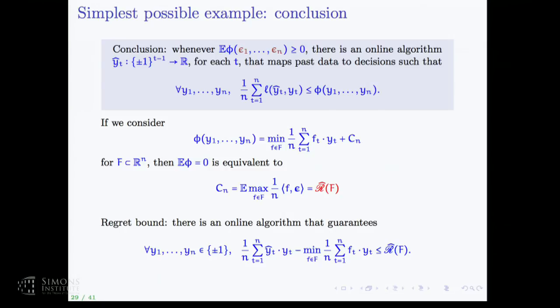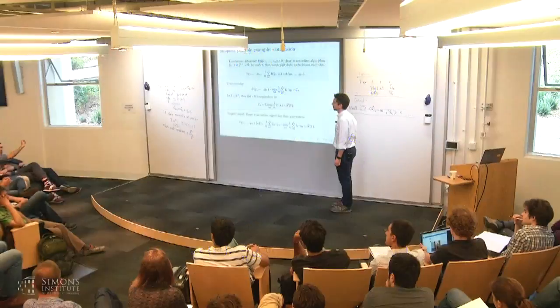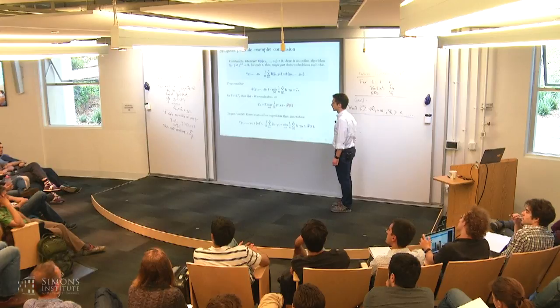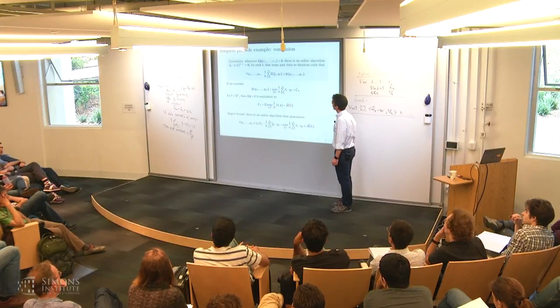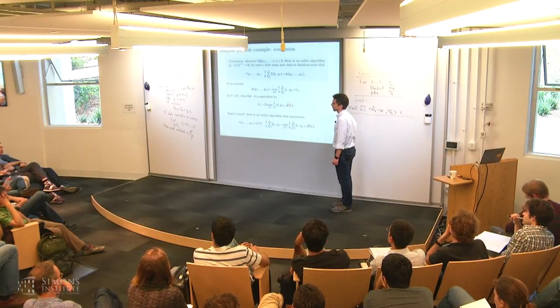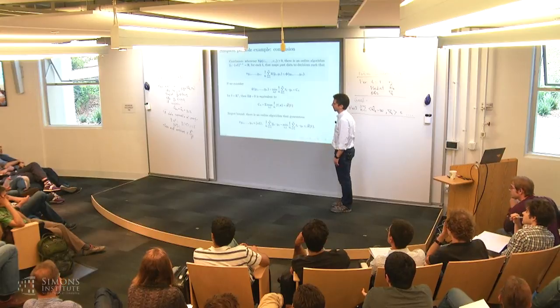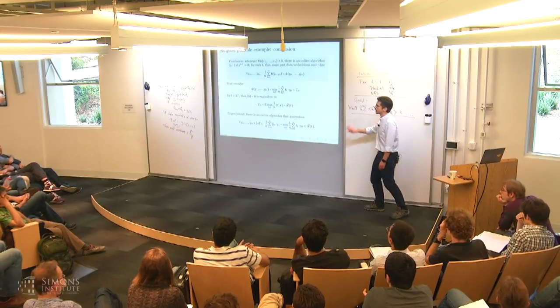Yes. You're taking binary decisions. Yes. But if this was a k-valued thing, then what? If this was k-valued, you would get a vector-valued Rademacher. So there's a generalization to a vector-valued Rademacher. Yeah. This is the simplest possible.